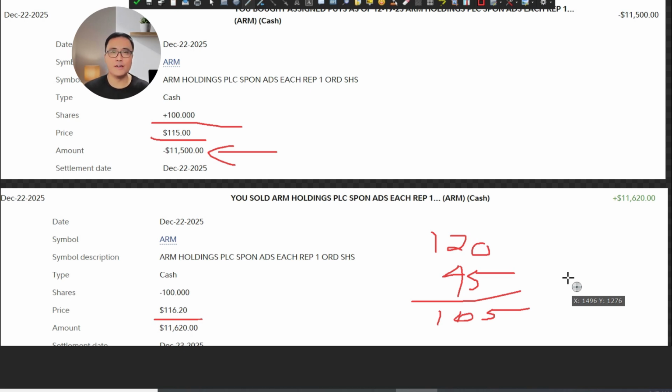Now you might be wondering two things. Number one, why bother trading if you're only going to profit $165? Number two, why did you sell out of a stock that you believe in? I do believe in ARM. I do like this stock, and I will tell you why. First, let's look at the charts quickly.